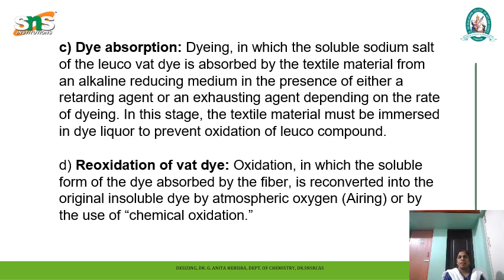Dye absorption. Here dyeing takes place in which the soluble sodium salt of the leuco-VAT dye is absorbed by the textile material from an alkaline reducing medium, that is sodium hydroxide and sodium hydrosulfide, in the presence of either a retarding agent or an exhausting agent to ensure leveling of the dye. In this stage, the textile material must be immersed in the dye liquor, which should be in a reducing state. You should not allow the fabric or the textile material to get exposed to air, so that oxidation will not take place before dye absorption itself.